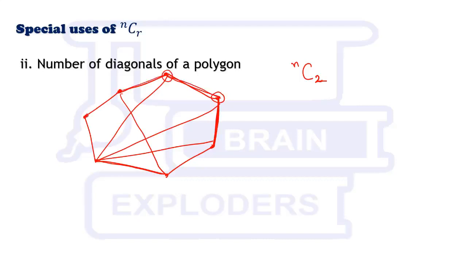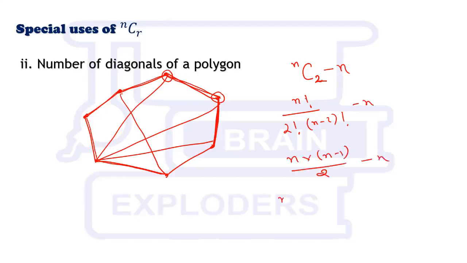So if it is an n-sided polygon, there will be n cases which will not be in the diagonal category. That is why we will not take those cases. Now we have n factorial over 2 factorial times (n minus 2) factorial, minus n, which is equal to n times (n minus 1) over 2, minus n. n is taken common, we get n times ((n minus 1) over 2 minus 1), which is equal to n times (n minus 3) over 2.